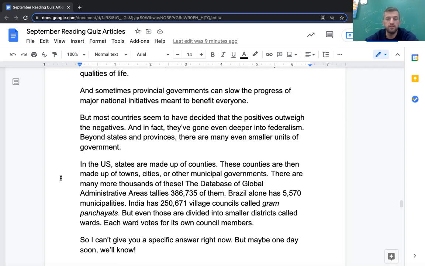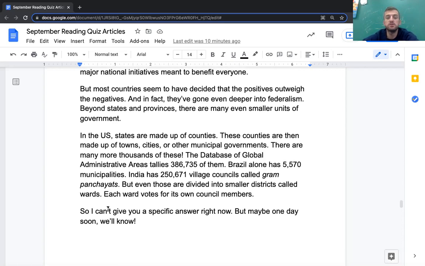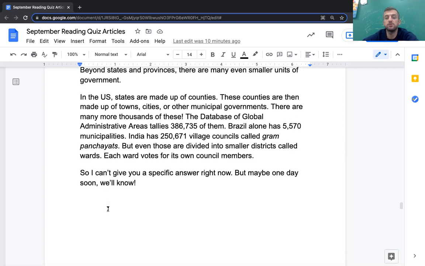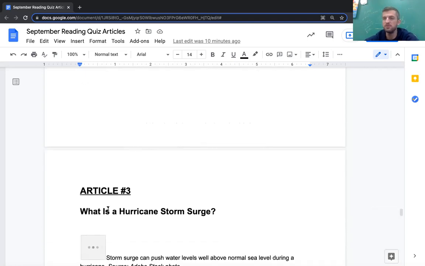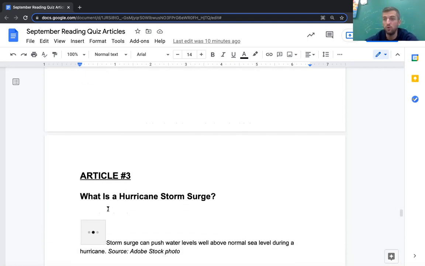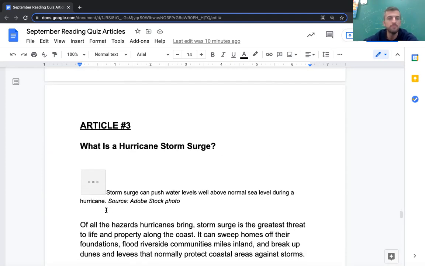Even those are divided into smaller districts called wards. Each ward votes for its own council members. So I can't give you a specific answer right now, but maybe one day soon we'll know. There you go. Article 2. It was about states and provinces and wards and whatnot, and what all of that even means.